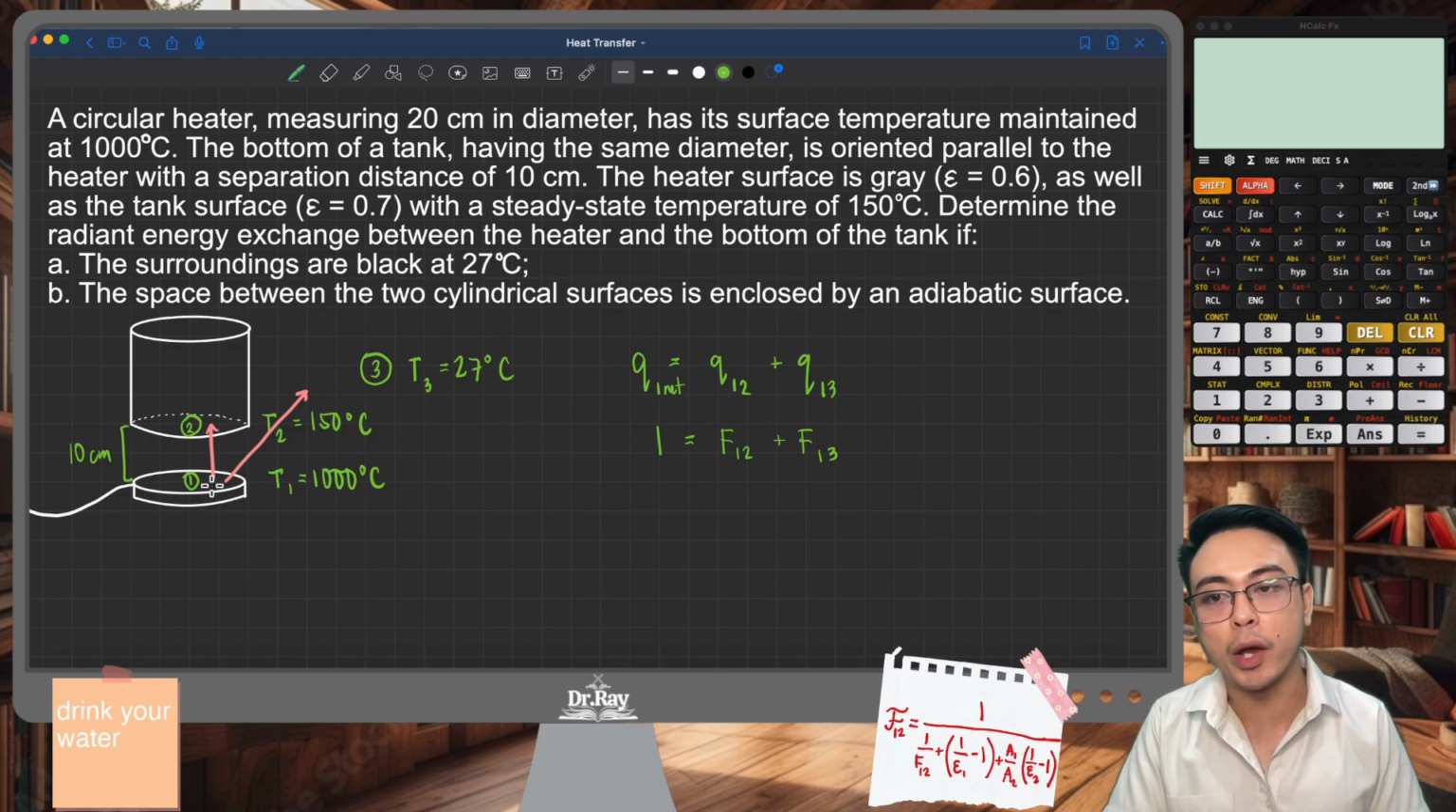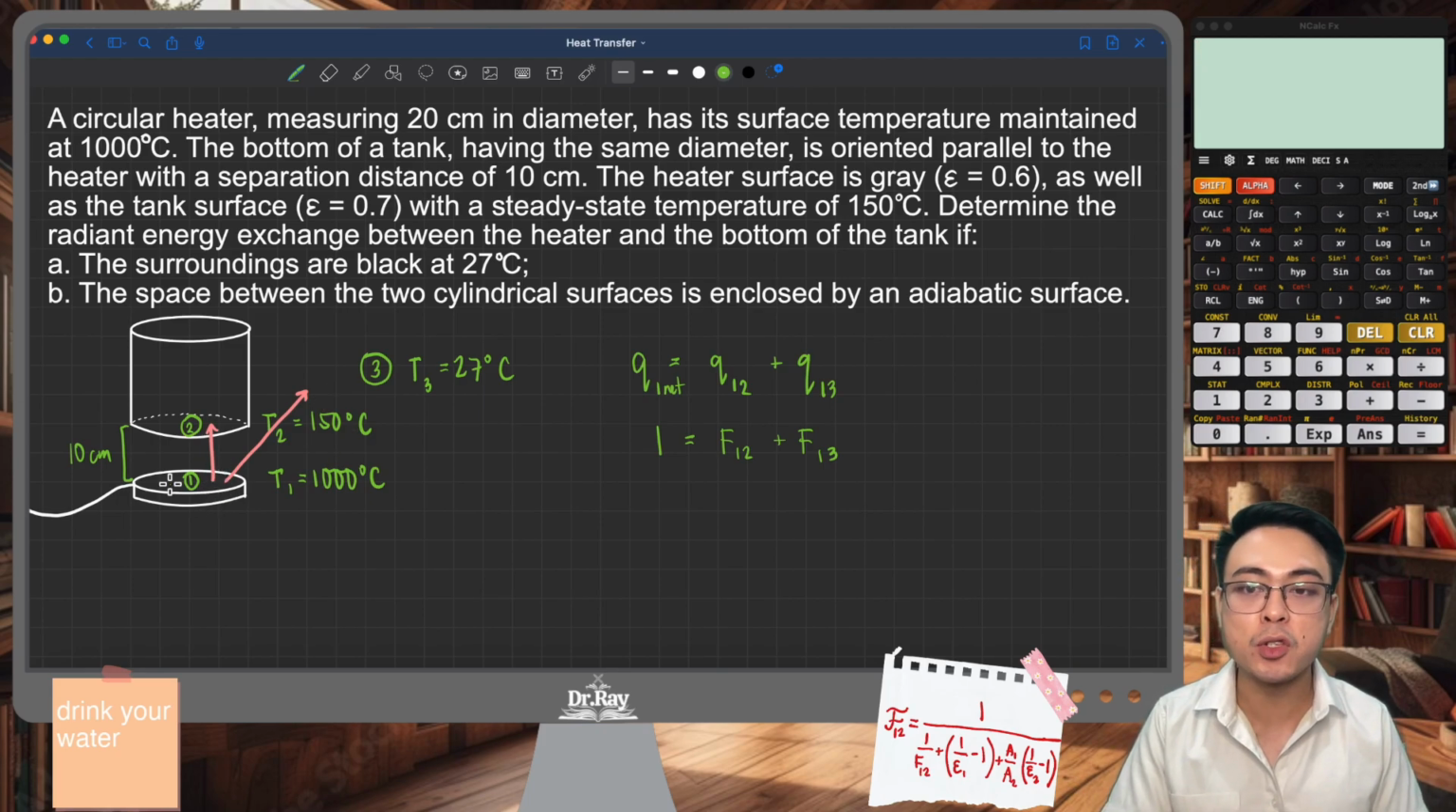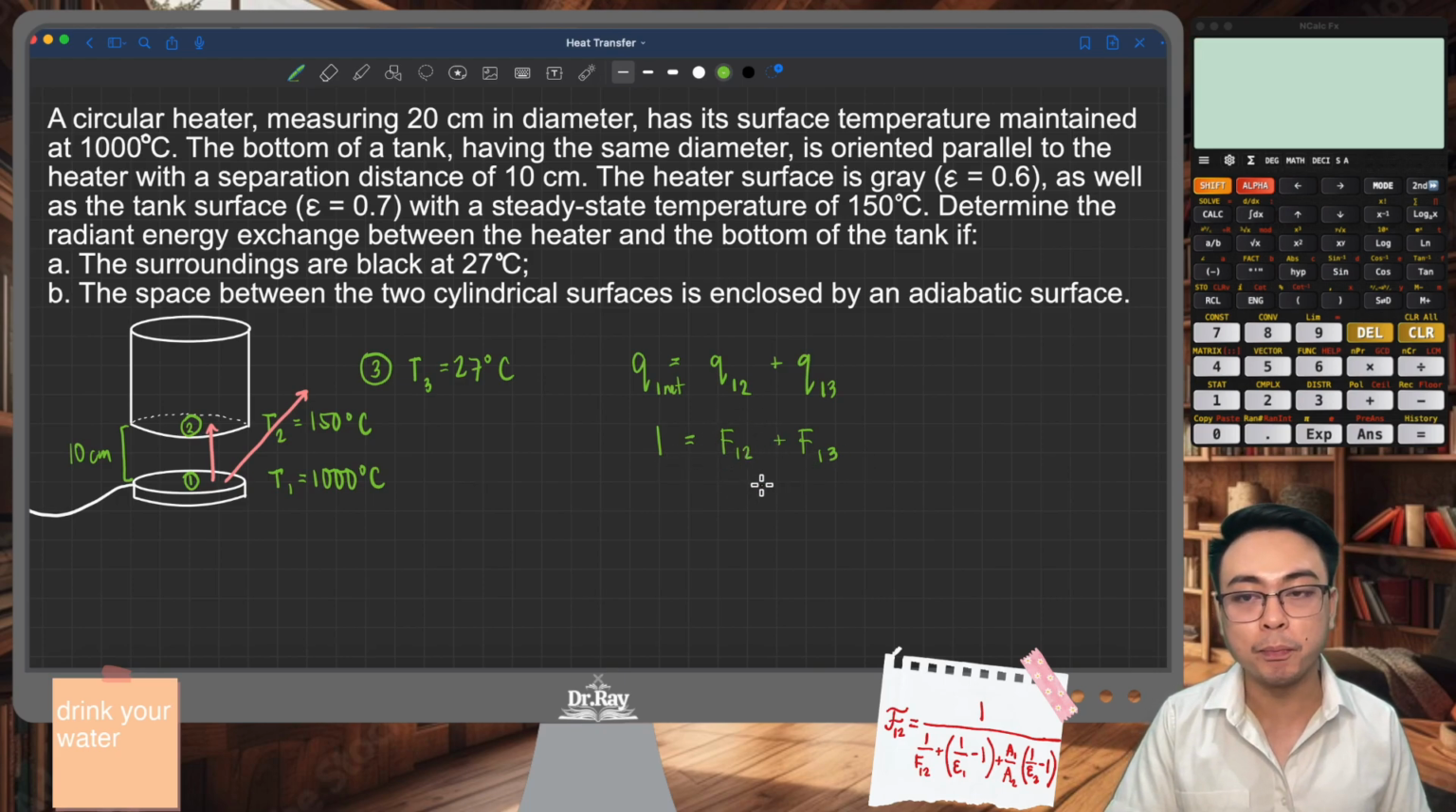There is no possible way for energy to leave surface 1 and also return back to surface 1 within one straight line, right? So that means that there are only two contributors to your view factors. Now, coming from this equation, what we can solve directly is F12, right?